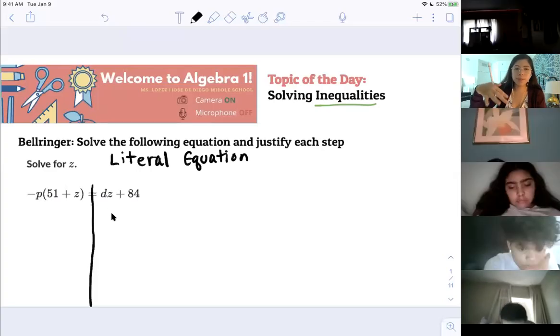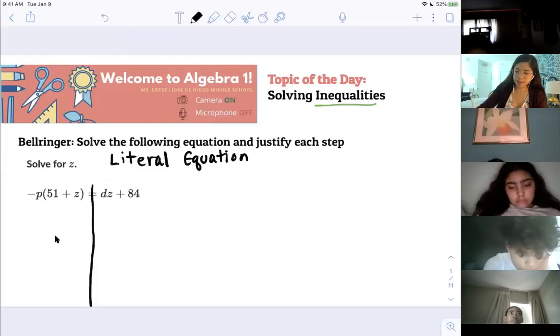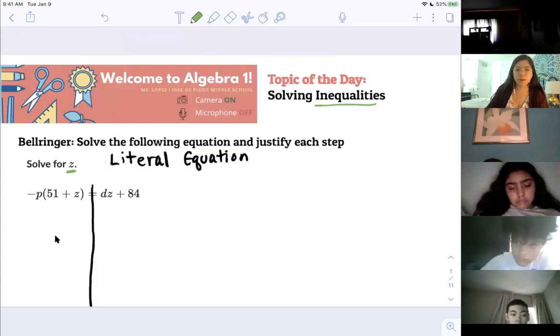All the same steps that I would if I'm doing a normal equation. Since I'm trying to get z by itself, like it's telling me I've got to solve for z, that's what I'm trying to get by itself. I see parentheses, I see variables on both sides. Which of those things do I have to do first? Parentheses. Exactly. Parentheses. So we're going to distribute first.